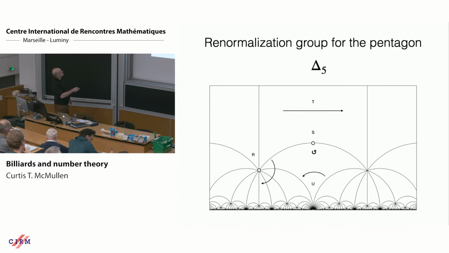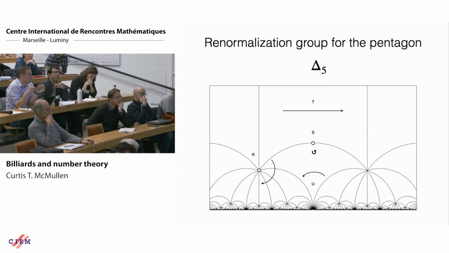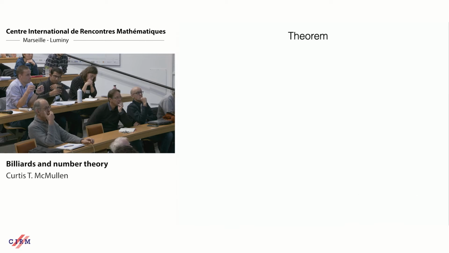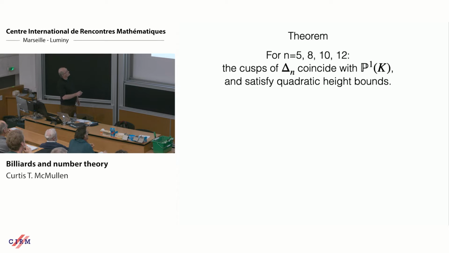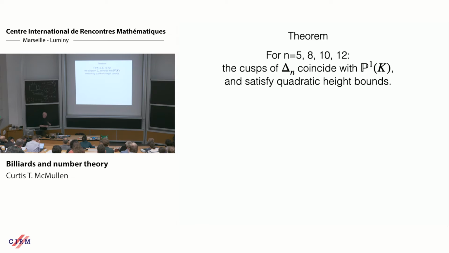Okay, so what can we conclude from this new discussion for the Pentagon? Well, if we understand this group well enough, then we should be able to, by analogy, figure out what the periodic slopes are. And so the theorem is, and this works not only for the Pentagon, but also for the octagon, the decagon, and the regular 12-gon, the cusps of this group, which correspond to the periodic slopes in the regular n-gon, they're as big as they can be. So they coincide with the projective line over this real field, which I just introduced. So this generalizes the statement that I just made for the Pentagon.